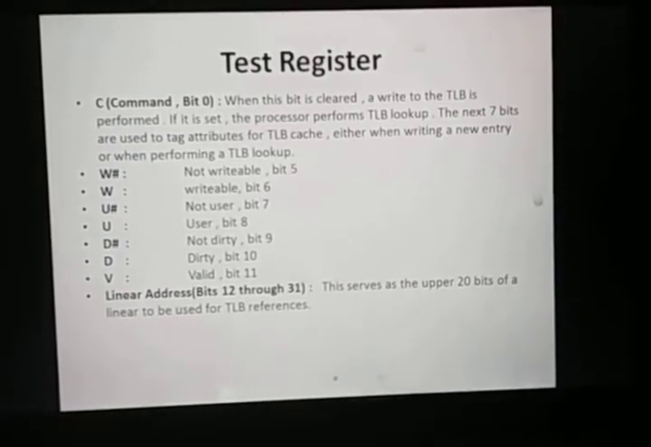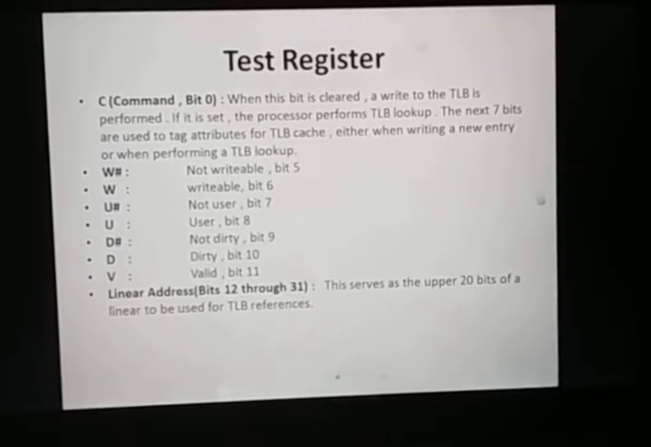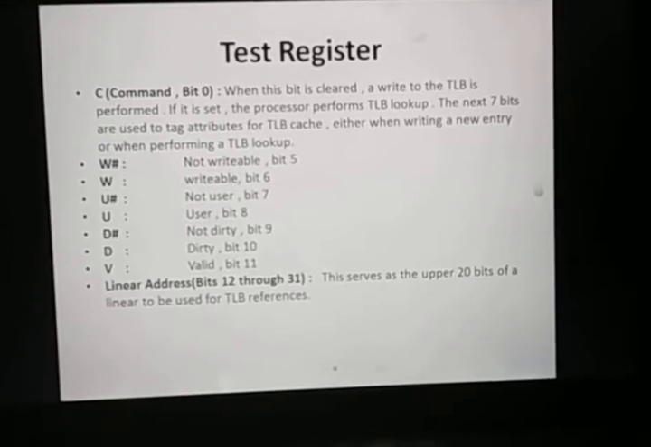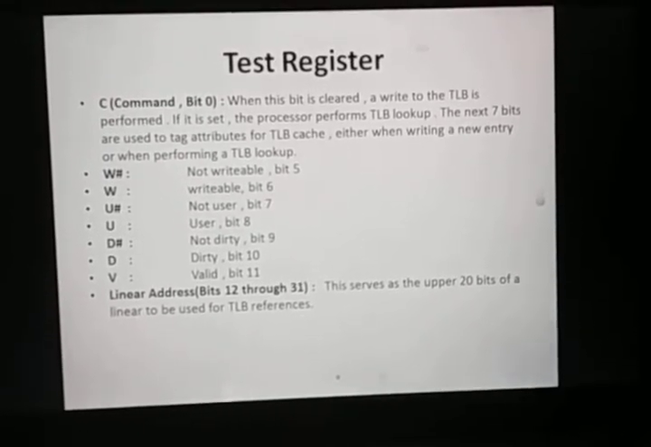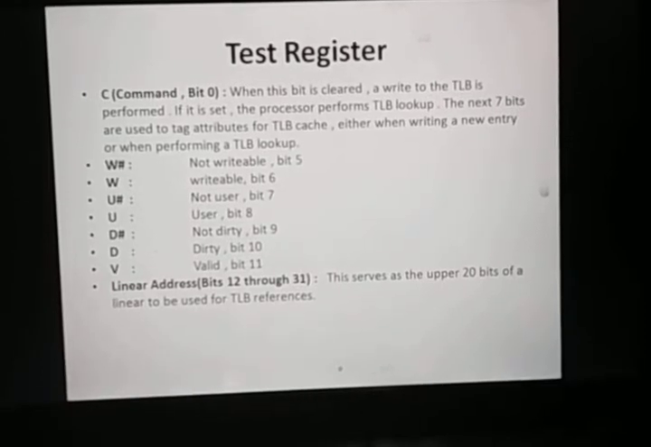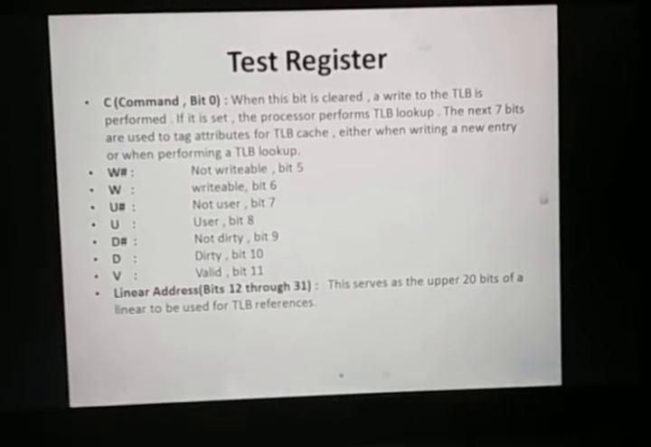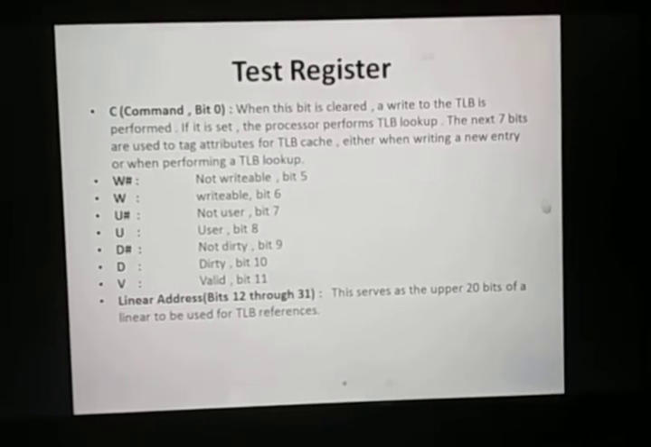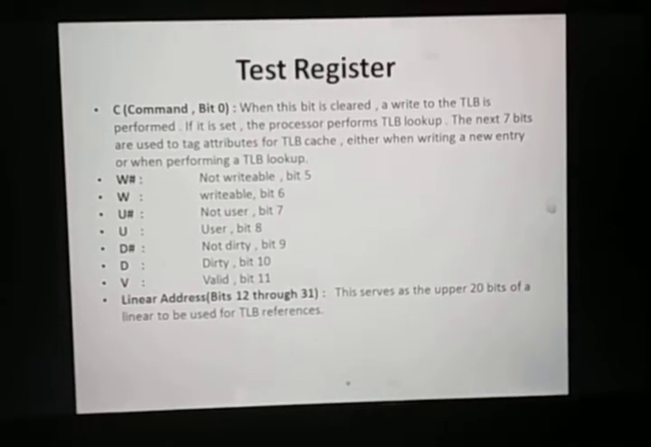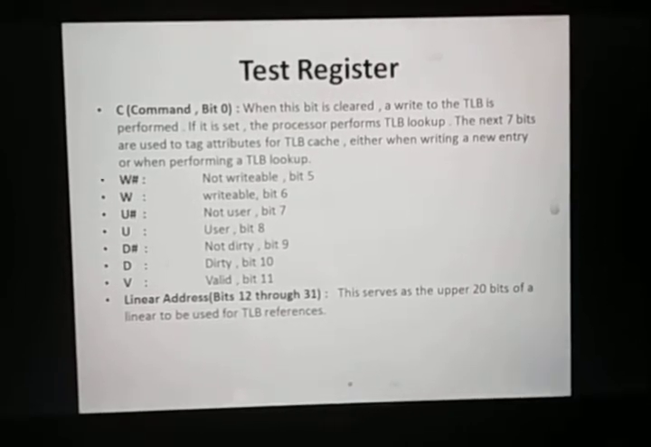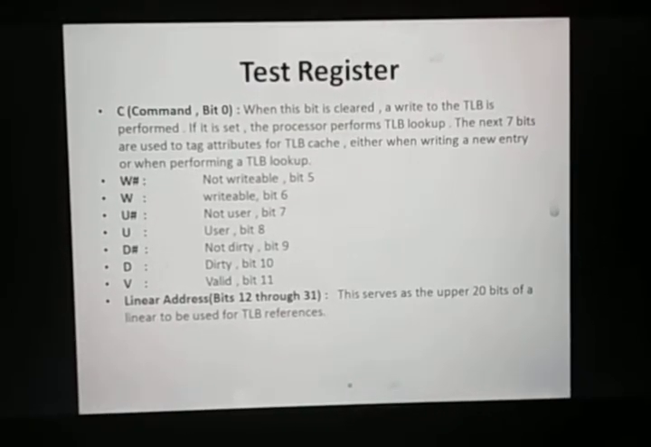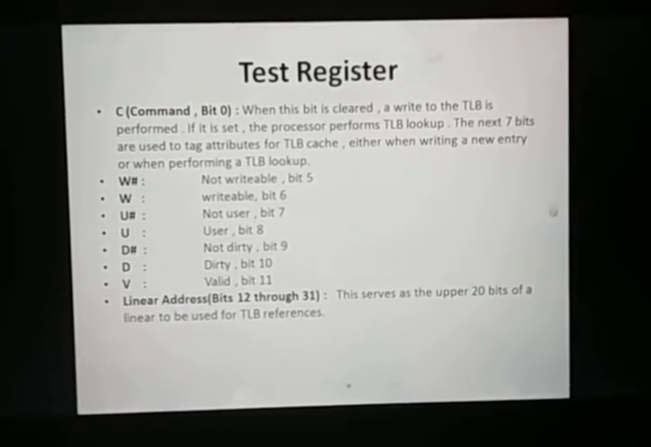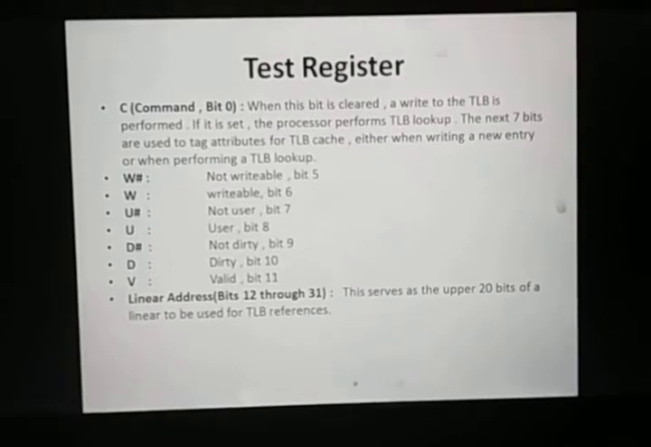The next 7 bits are used to tag attributes for the TLB cache, either when writing a new entry or when performing a TLB lookup. But the first bit decides between TLB lookup and TLB writing. The remaining bits we use for the tag, like W hash, which is the not-writable bit. W we use for writable. U hash means not user bit, U means user bit. D hash means not dirty bit, D means dirty bit, and V is the valid bit. Then the linear address, bits 12 through 31, are used for the linear address.